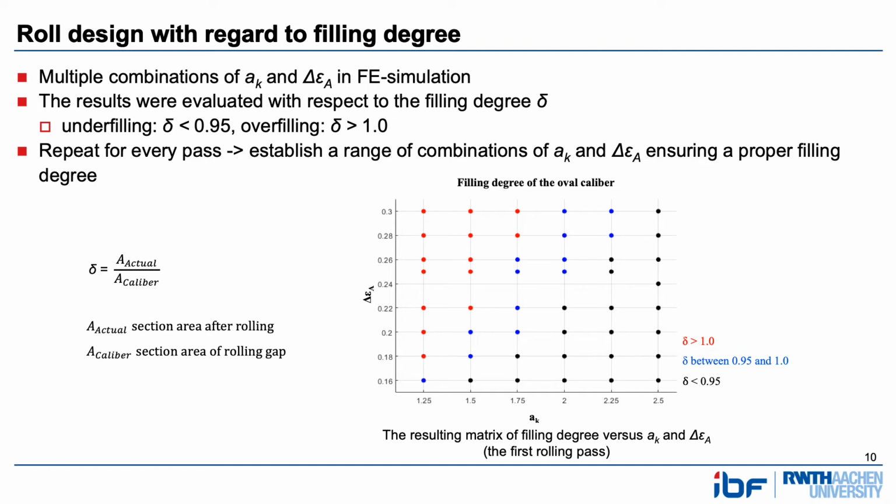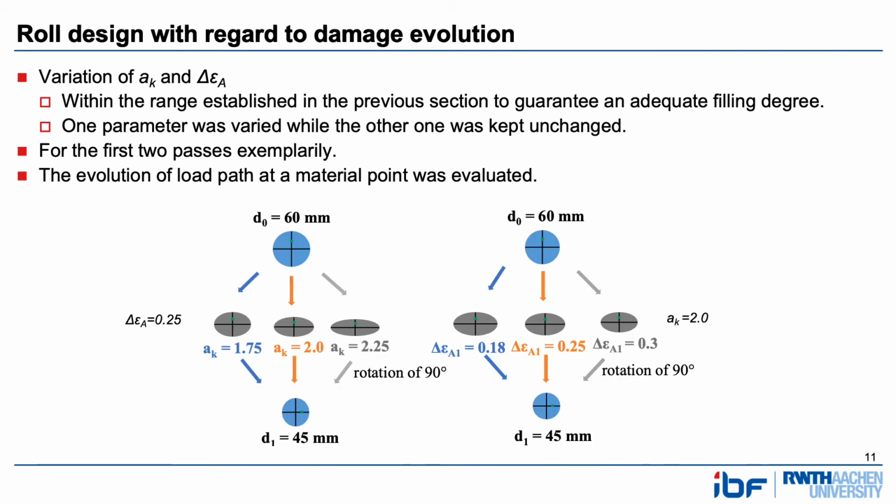We repeated this procedure to design all the roll caliber profiles, requiring four passes in all, and then we could establish a range of combinations of the aspect ratio and the area reduction which ensure proper filling degree. Meanwhile, the influence of aspect ratio and area reduction on the load path was also investigated, with the aim to influence damage evolution in this study.